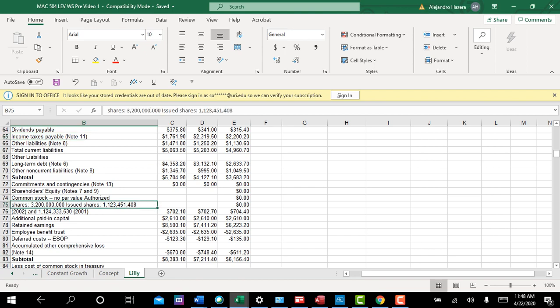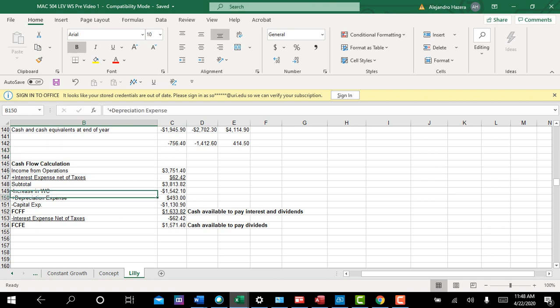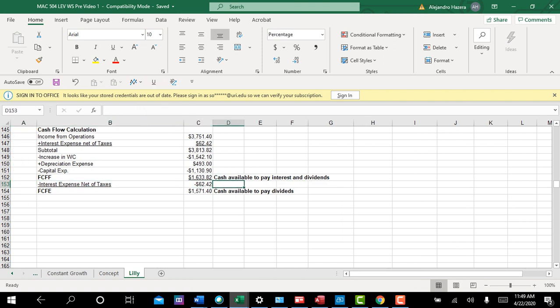Okay, so on the valuation sheet here, the place where we stopped was we had calculated 2 levels of free cash flow. First one is free cash flow to the firm, which is the cash available to pay both interest and dividends. And then we took out the interest net of taxes, which gives you the free cash flow to equity. FCFE is free cash flow to equity, which is the cash flow available to pay dividends.